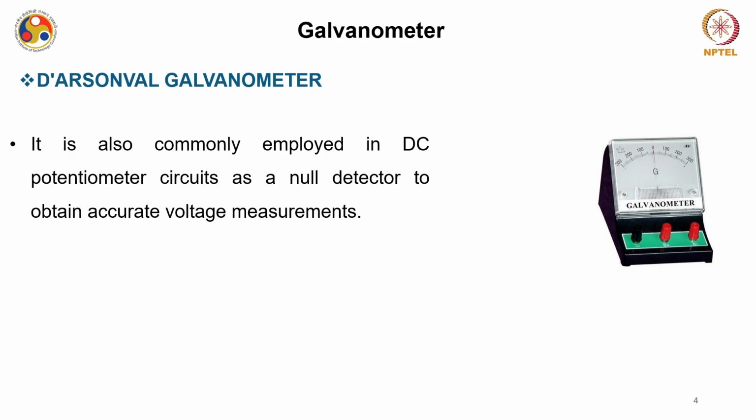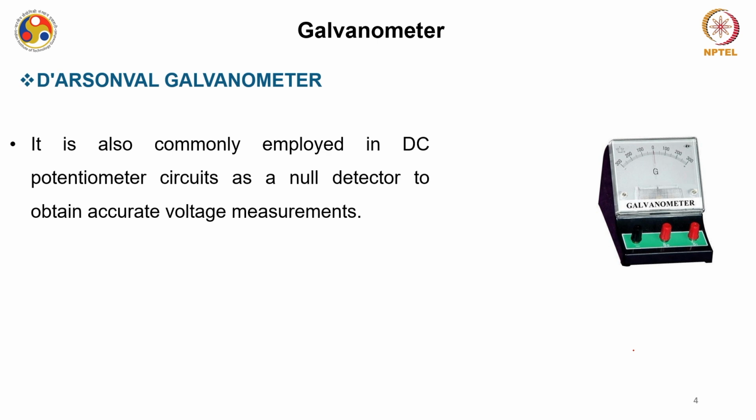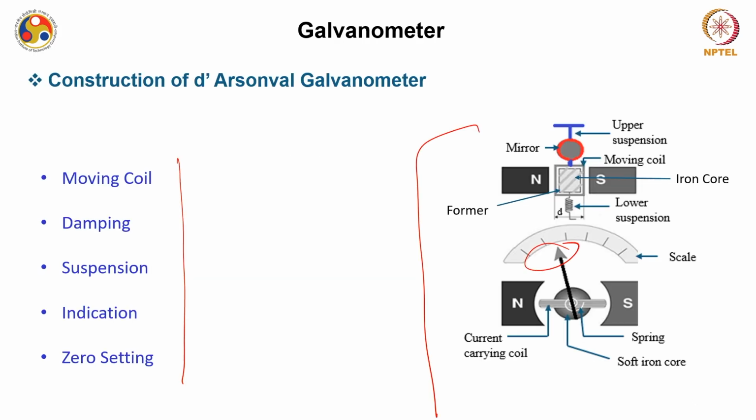Similarly, it is helpful in DC potentiometer circuits, where it is again used as a null detector to obtain accurate voltage measurements. We will see the potentiometer later on, and we will see that a meter is used there which says that at this particular point the branch potential is equal to the potential being applied. At that point this meter shows null deflection, and this meter is basically a d'Arsonval kind of galvanometer.